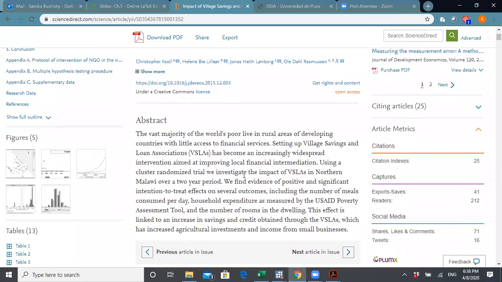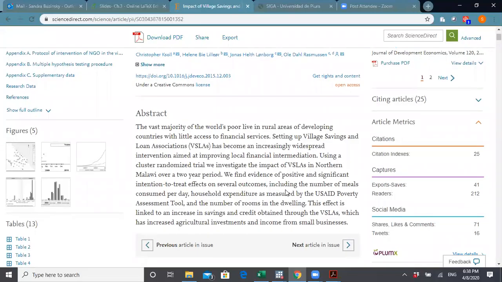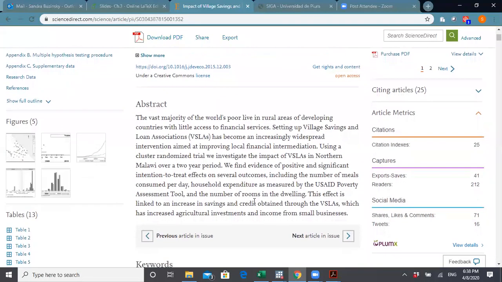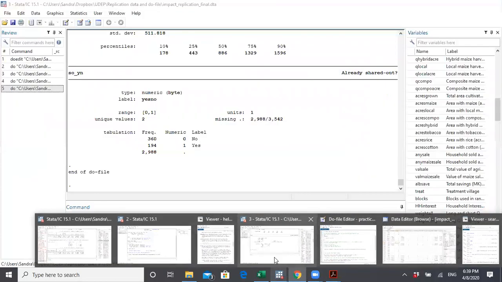Basically, these farmers received this Village Savings and Loan Association program. It was basically a saving mechanism. The authors are interested in looking at whether this mechanism actually helps people's outcomes. So they looked at number of meals consumed per day, household expenditure, number of rooms in the dwellings. They basically wanted to know if the savings program actually helped people save and improve their household outcomes. So that's what this is doing.